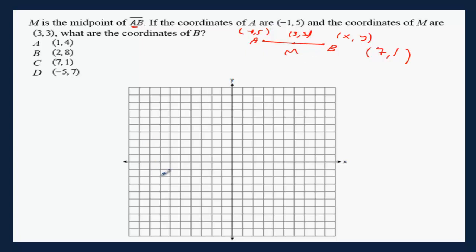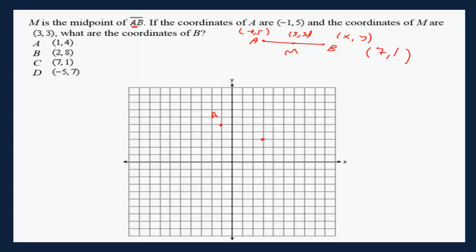Assume that you have a grid paper on a test and you want to just sketch it so you can visualize it more and translate whatever I'm just saying now. A is -1 and 5. 1, 2, 3, 4, 5. This is A. The midpoint is 3 and 3. 1, 2, 3. 1, 2, 3.